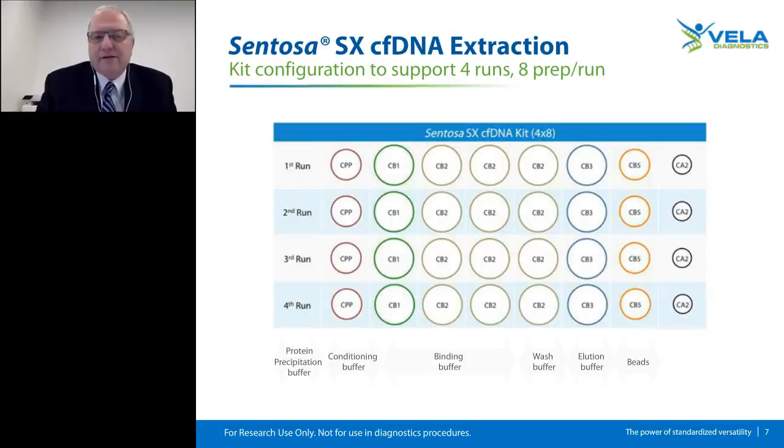So the Sentosa SX cell-free DNA extraction kit looks like this. It's built for 4 runs with 8 preps per run. And just like the prior system for the HIV HCV that Gerd spoke about, the oncology system runs 7 samples at a time with 1 system control. The kit consists of a protein precipitation buffer, a conditioning buffer, binding buffers, wash buffers, elution buffers, and then the beads and the system control.